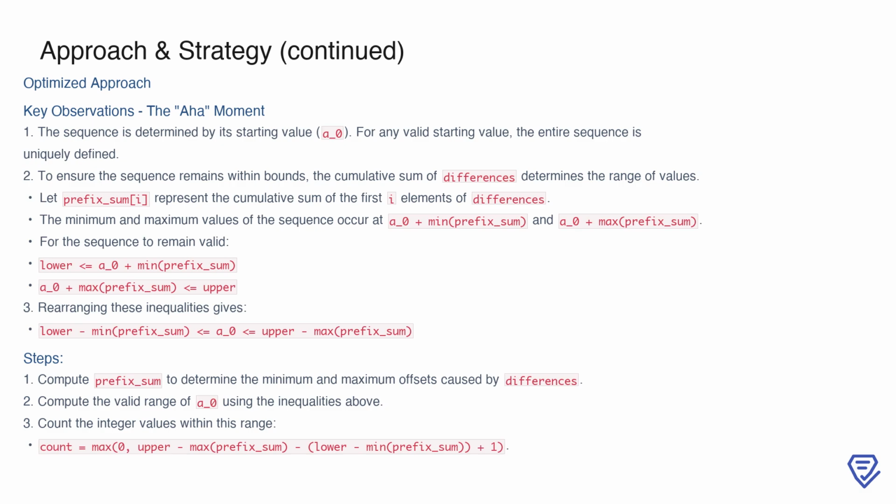Specifically, the smallest value in the sequence will be a_0 plus min(prefix_sum), and the largest will be a_0 plus max(prefix_sum). For the sequence to remain valid within the bounds, these values must satisfy the inequalities: lower <= a_0 + min(prefix_sum), and a_0 + max(prefix_sum) <= upper. Rearranging these gives us a valid range for a_0, which is lower - min(prefix_sum) to upper - max(prefix_sum).